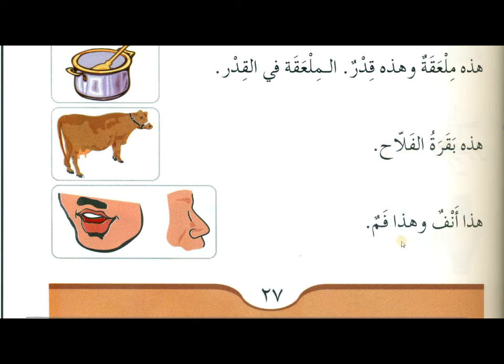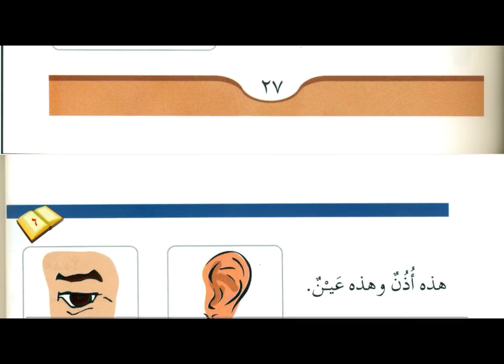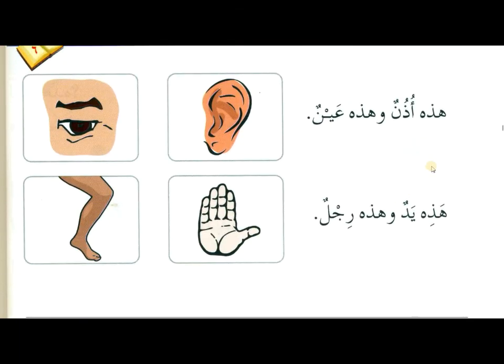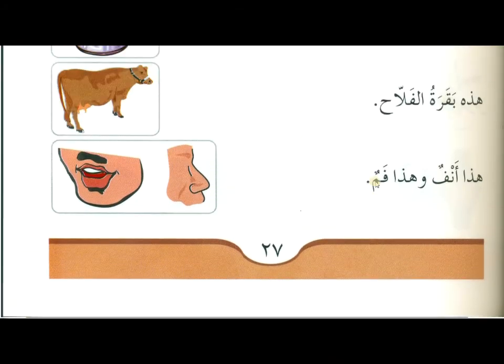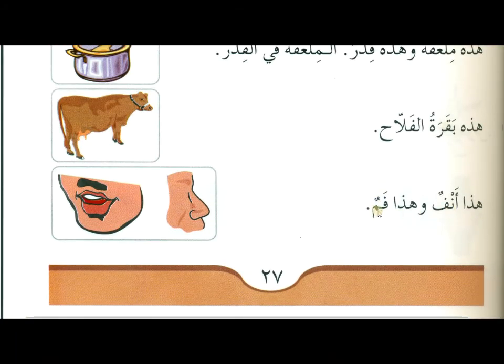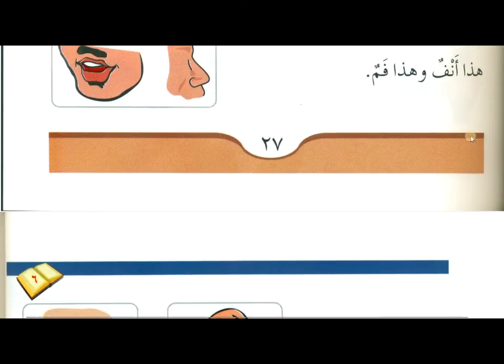Haza anfun wa haza famun. This is nose and this is mouth. Hazihi uzunun wa hazihi aynun. This is ear and this is eye. Hazihi yadun wa hazihi rijlun. This is hand and this is leg. So you have two hands, two legs. These words are considered as feminine. But you have one nose, one mouth, so these words are considered as masculine.